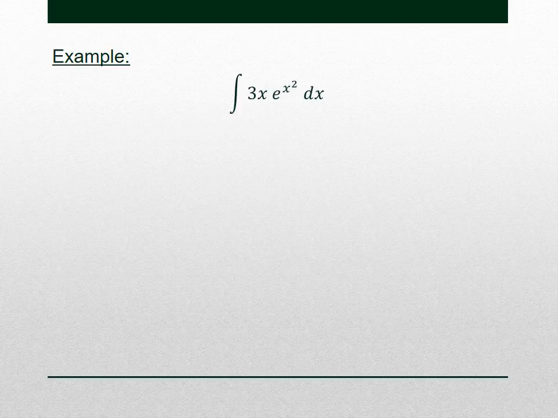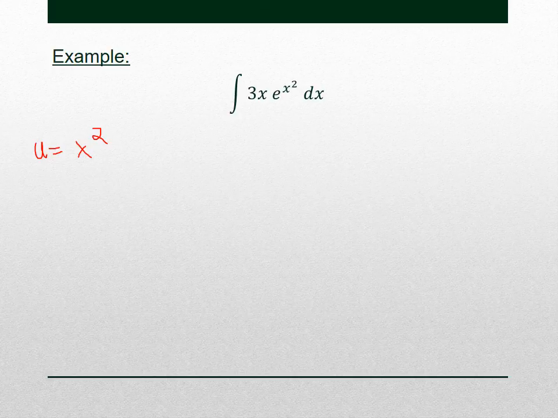Okay, how about the integral of 3x e to the x squared dx? So this one has an e to the something in it, so you always want to let u be whatever that exponent is, and in this case that's x squared. So we're going to plug u in for x squared.